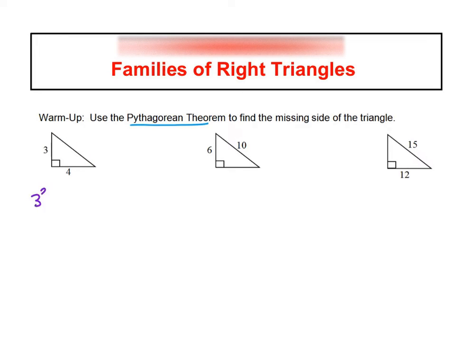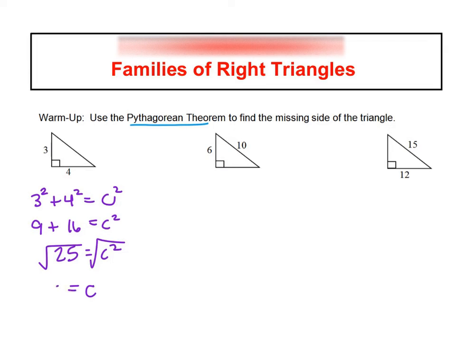So in the first triangle, because we are missing the hypotenuse, that is your side C. So we've got 3 squared plus 4 squared equals C squared. 3 squared is 9, plus 16 equals C squared, and so we have 25 equals C squared. Square root both sides, so our missing side is 5. So sometimes when you do your Pythagorean theorem, you get these triangles where it just works out so nicely, and the third side is a whole number. It's not a radical that we have to reduce. So the next two examples are that same kind of triangle.